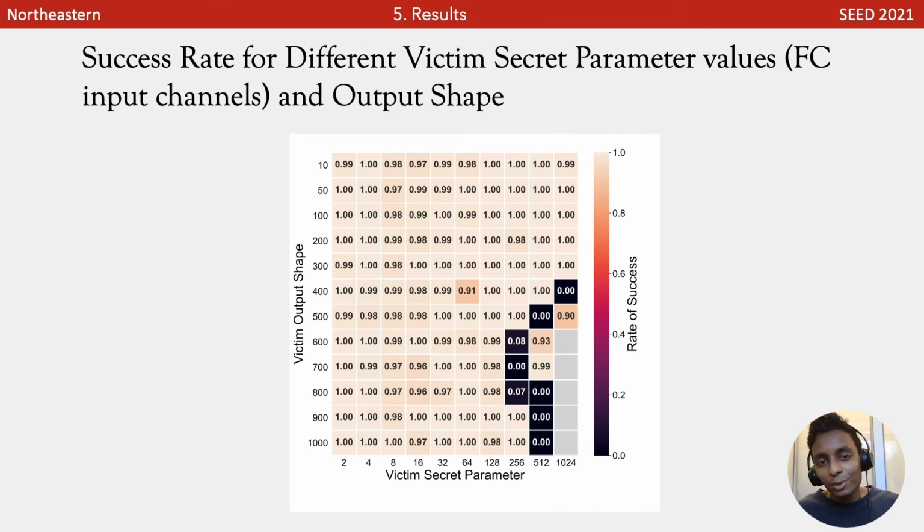So the question arises whether this strategy can be applied to other cases as well. In this graph, we're looking at different victim secret parameter and output shape combinations, and for each scenario, we're looking at the success rate. As you can see, in most of the cases, we have a good success rate, but when the matrix sizes increase, we see that the accuracy actually drops. The reason is that when these matrix sizes become larger, the computations are no longer dominated by the just-in-time code generation time.